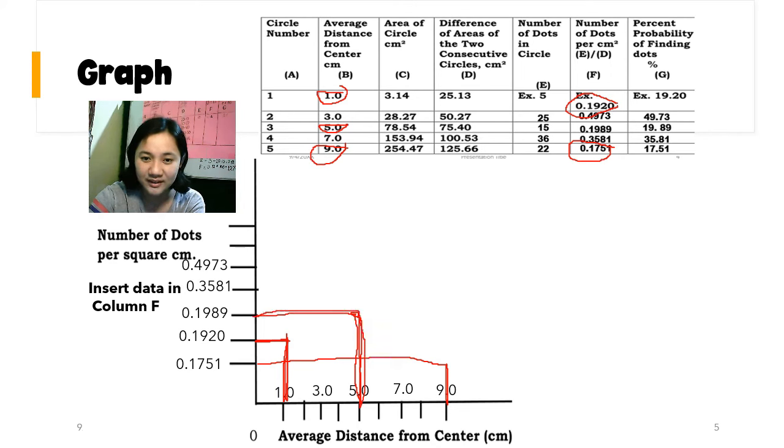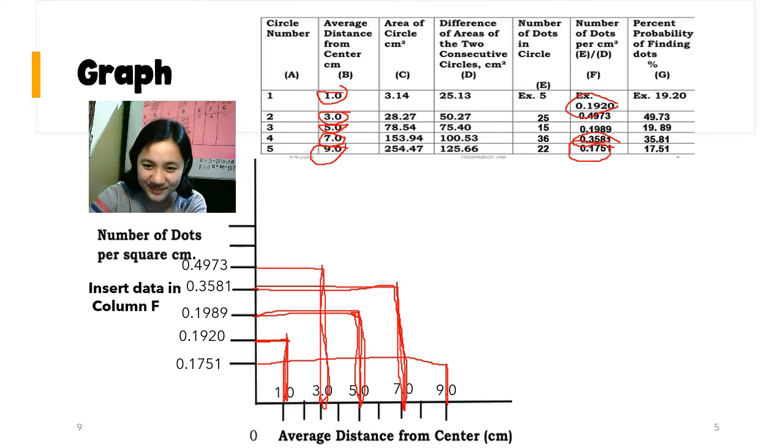And then, si 0.3581 ay kay, kanino siya? 7 centimeter. Okay, so ito si 7 centimeter. Okay, again, hindi na naman siya straight line. And lastly, si 0.4973 ay kay 3 centimeter. So, nasan sa 3 centimeter? Ayan. Dapat yung sa inyo straight line, ha?